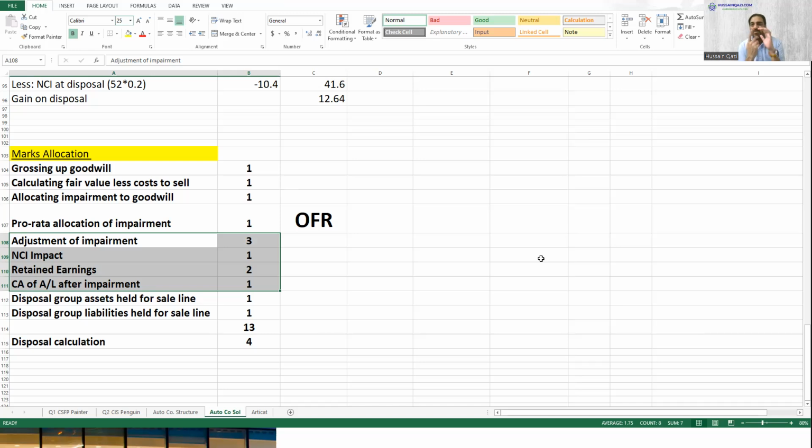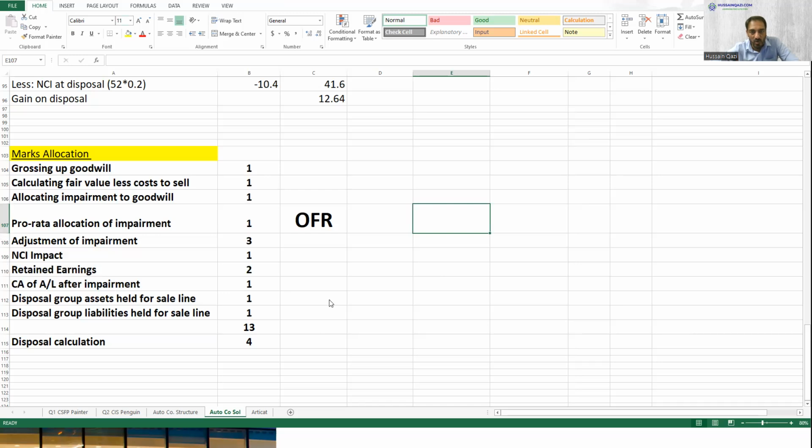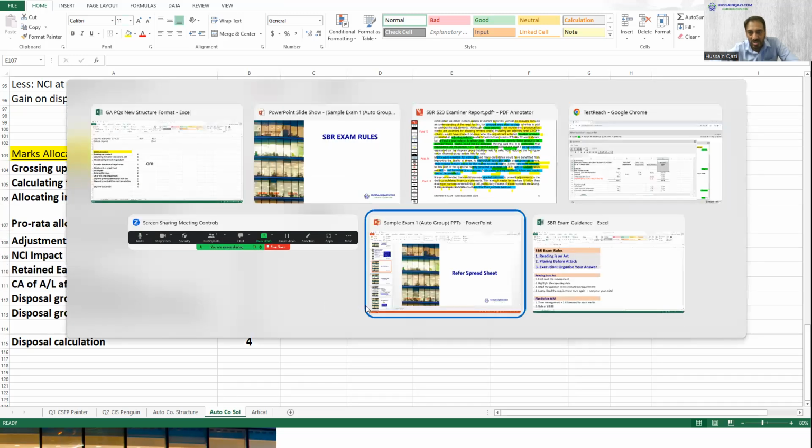Number 1, own figure rule. Number 2, don't be afraid and don't stop. आपने घबराना नहीं है और रुकना नहीं है. Means don't be afraid and don't stop. Keep moving. Keep moving. That's all. So this is what it is about the marking structure.